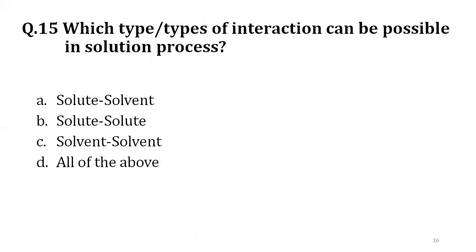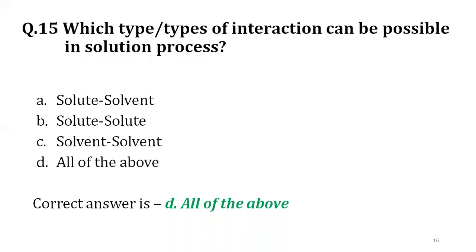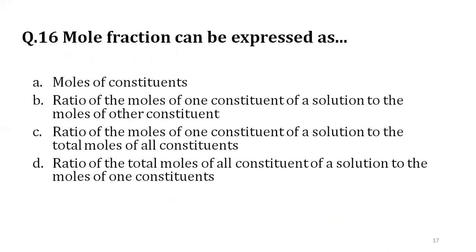Question 15. Which type or types of interaction can be possible in the solution process? Option A, solute solvent. B, solute solute. And C, solvent solvent. And D, all of the above. Okay, so the correct answer, you guessed it right, is all of the above. All the three types of interaction are possible.